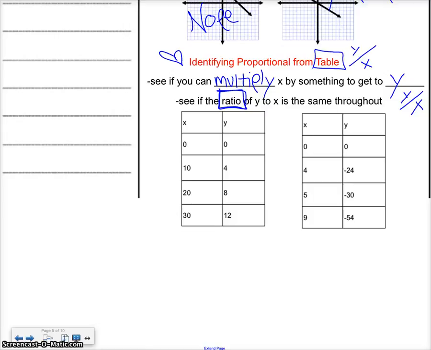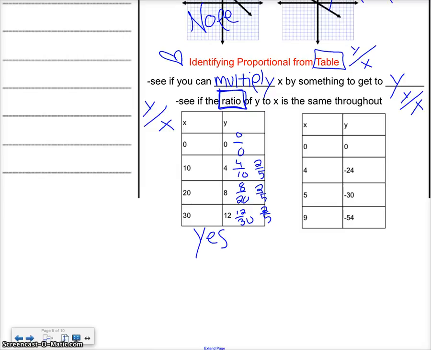I'm going to see if my ratio of y to x is the same throughout. So y to x, that's always what I'm checking, y over x. 0 over 0, can't analyze that. 4 over 10, 8 over 20, 12 over 30, y over x. Are they the same? 2/5. What's that? 2/5. What's this? 2/5. Yes, this is directly proportional.